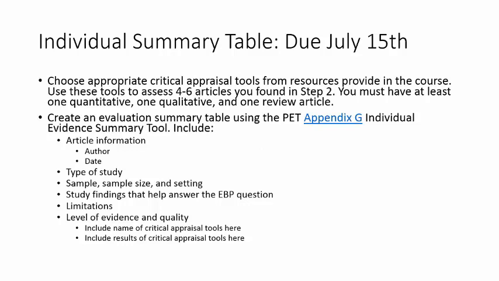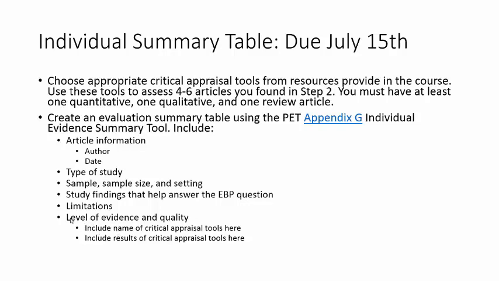So we're going to go and look at this evidence summary tool, where you're going to record everything that you are critically appraising. So the table should include the authors' names, the date, the type of study, the sample size and setting, study findings that help answer the evidence-based question or the PICO, the limitations, and the level of evidence and quality.